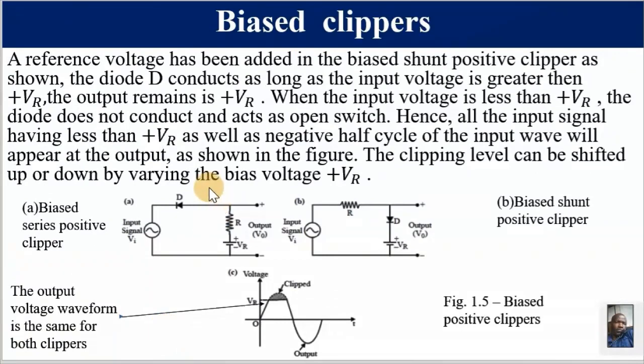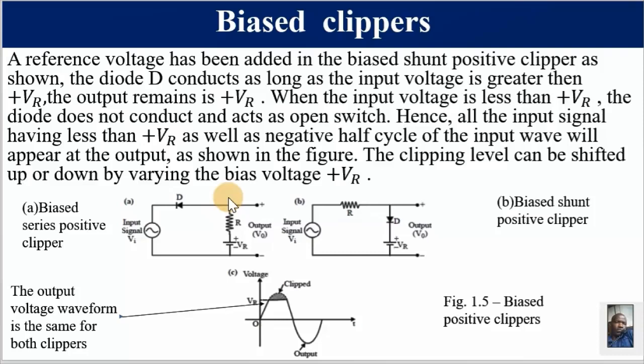We are going deeper and deeper. We are now looking at biased clippers. The bias is coming from the fact that we have added a reference voltage. We have added a reference voltage, and we are saying this circuit shows a biased positive clipper. We want to see whether it is going to clip a certain part of the positive half cycle.